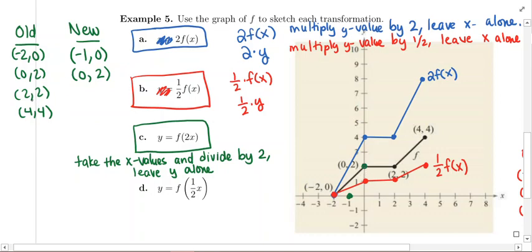The next point, 2, 2, which is this guy, where does it get moved to? Well, you're going to take the x coordinate, which is 2, and divide it by 2. That's going to give you 1. And then you're going to leave the y coordinate alone. So it gets sent to 1, 2, which is right here. And then lastly, 4, 4, where does it go? You're going to take the x coordinate, which is 4, divide it by 2, that's 2, and leave the y coordinate alone. So this will get sent to 2, 4, which is right here.